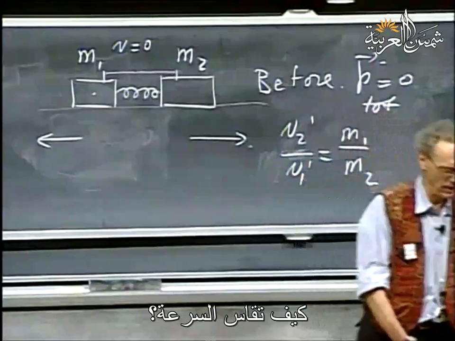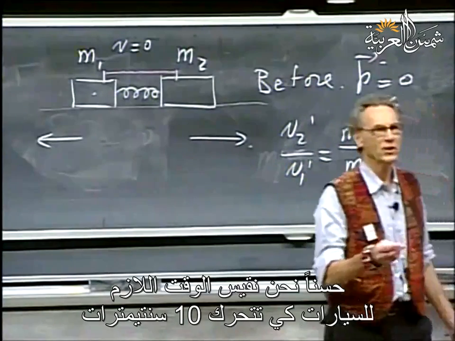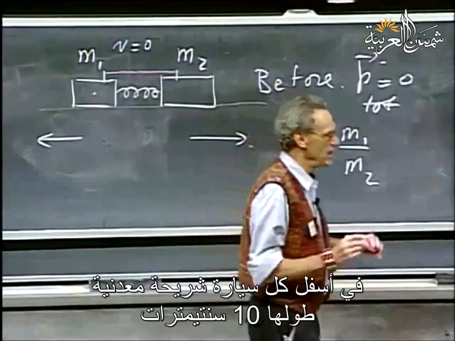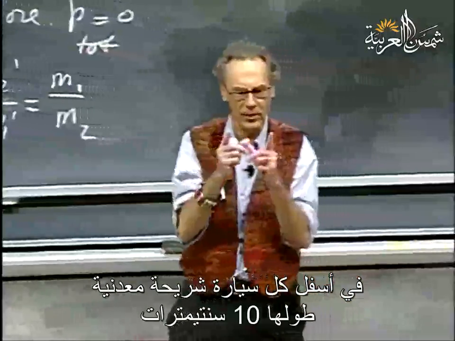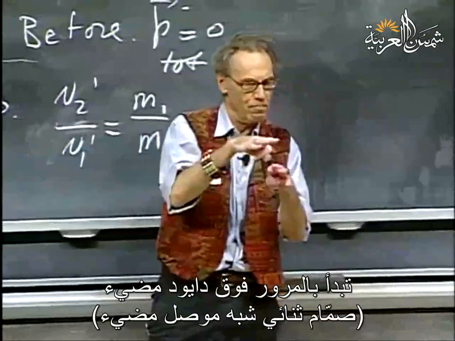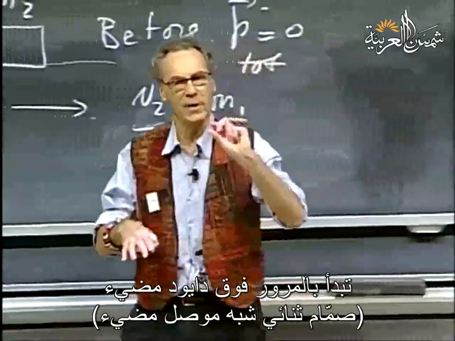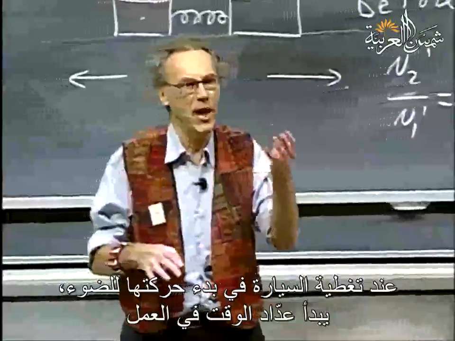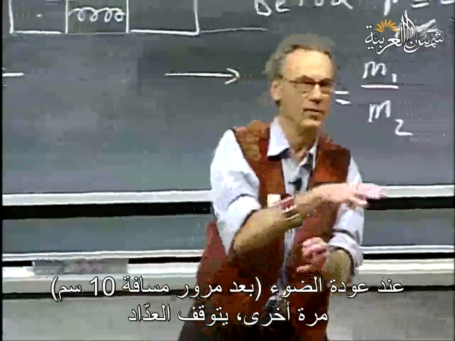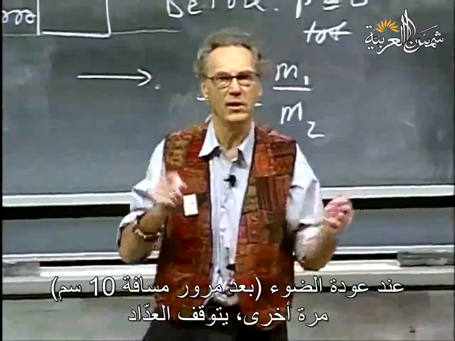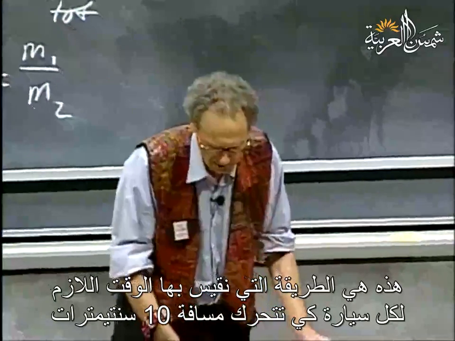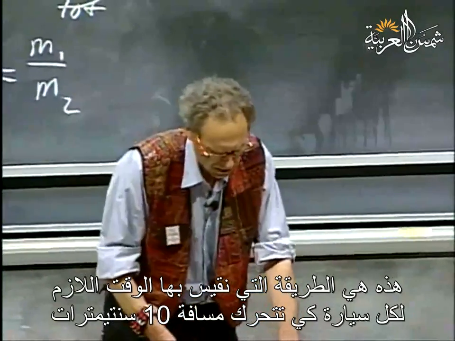How do we measure the speed? Well, we actually measure the time for the cars to move 10 centimeters. Each car has a little metal plate which is 10 centimeters long, and it blanks out a light-emitting diode. And the moment that the light-emitting diode is occulted, the timer starts, and the moment that the light-emitting diode emerges again, the timer stops. So that's the way we will measure the time for each car to move by 10 centimeters.